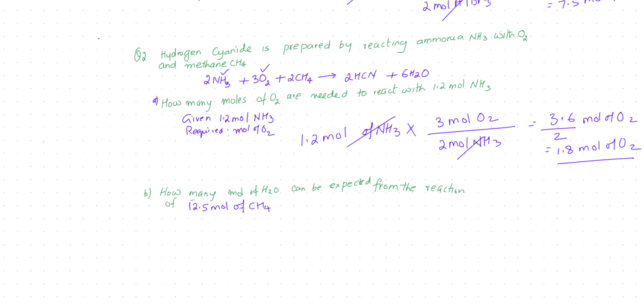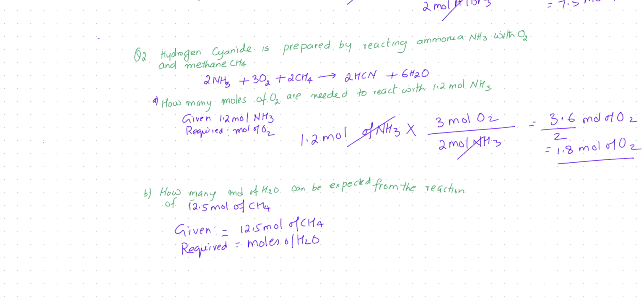Okay, now the given amount is 12.5 moles of methane. And what we have to find, that is required: how many moles of water? So we have to find moles of water. Now they are comparing water and methane. So from the equation we know the moles of methane and water. So what is the mole ratio? This is methane and water.